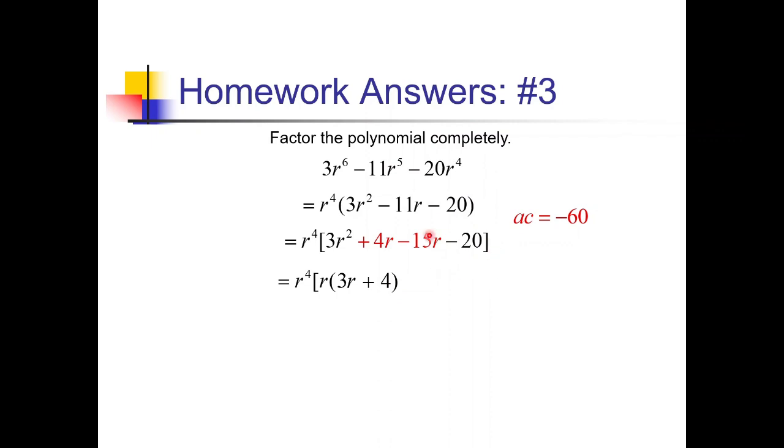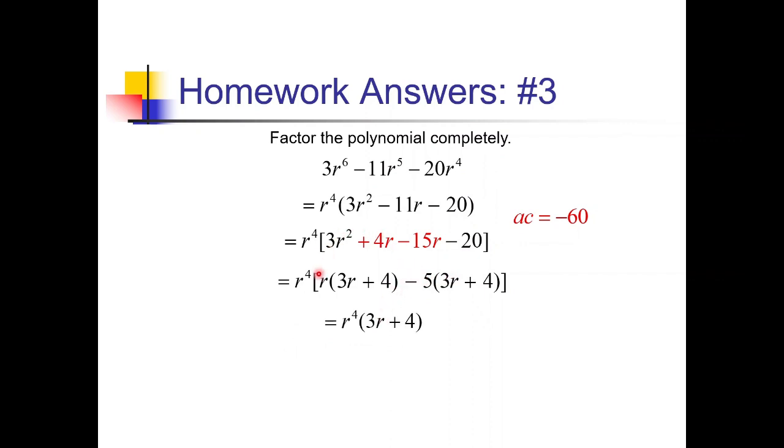And then for the last 2 terms, these are both divisible by negative 5. And that's about it. So if I take out that negative 5, that leaves me with a 3r and a positive 4, which is thankfully the same thing that I got in the other parentheses. So I've got the r to the fourth, I'll bring that down again. And now 3r plus 4 is a common factor that can come out of everything.